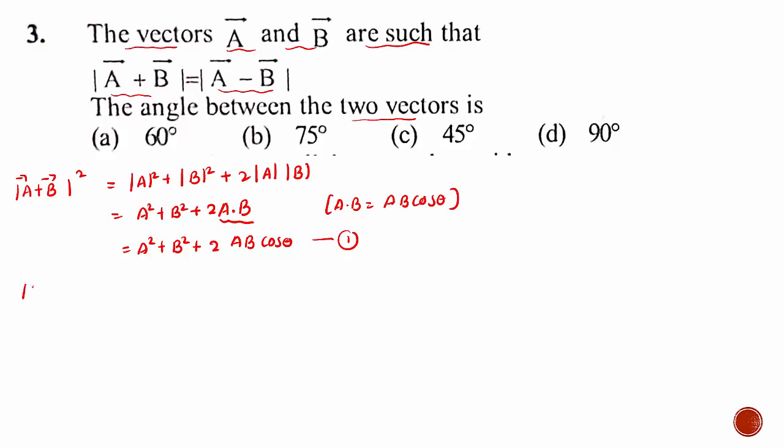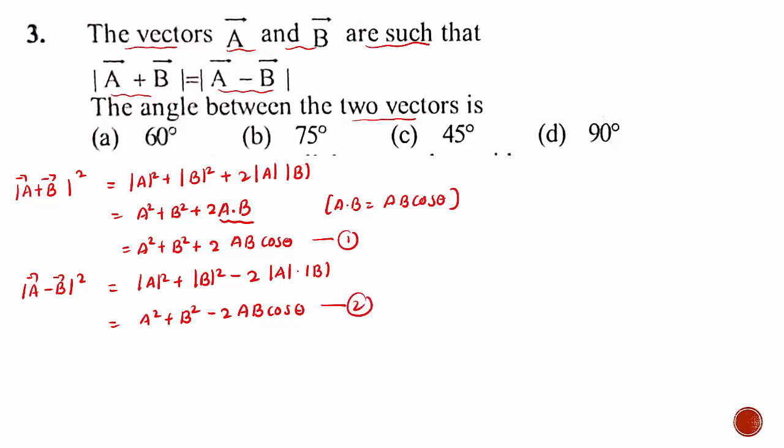Similarly, now I can write mod of A minus B whole square. We can use A minus B whole square formula here: mod A square plus mod of B square minus 2 into mod A into mod B. Or we can write A square plus B square minus 2AB cos theta, because A dot B is the dot product or scalar product. So we can write AB cos theta. Now let us take it as equation 2.